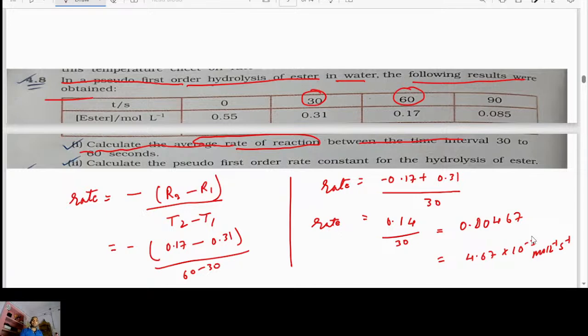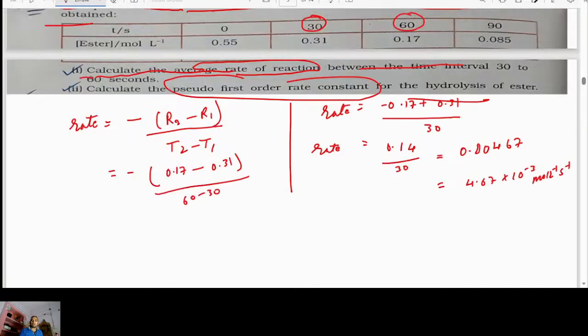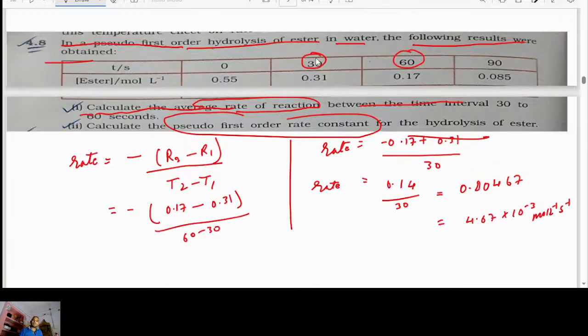Now the second part of the question we are reaching. So let's try to calculate the pseudo first order rate constant for the hydrolysis of ester. So we need the rate constant, student, for the hydrolysis of the ester. So how can you find the rate constant, student? In all the cases they are not asking to calculate only the rate, they are asking for the rate constant. So every time when you are changing the concentration, student, the rate will come the same.